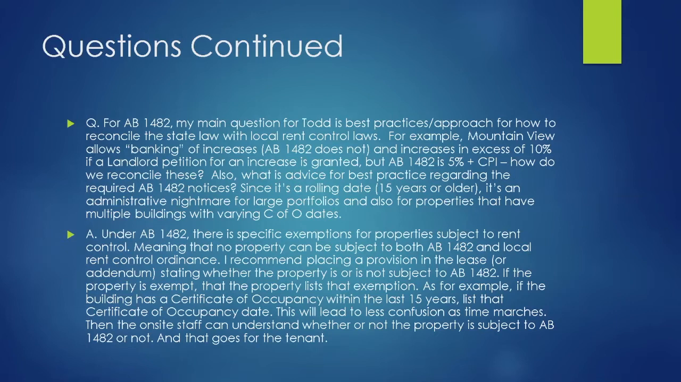Best advice I can give is under AB 1482, there are specific exemptions for properties subject to rent control, meaning that no property can be subject to both AB 1482 and a local rent control ordinance at the same time. I recommend placing a provision in the lease or addendum stating whether the property is or is not subject to AB 1482. If the property is exempt, then list the exemption. For example, if the building has a certificate of occupancy within the last 15 years, list the certificate of occupancy date. This will lead to less confusion as time marches on. Then the on-site staff can understand whether or not the property is subject to AB 1482 or not. And that goes for the tenant, too.